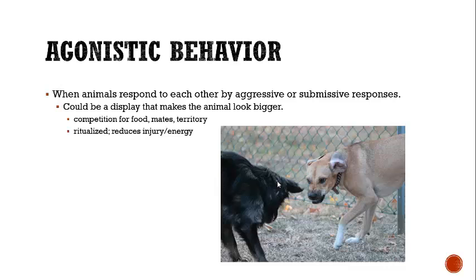Agonistic behaviors are used for animals to compete with each other. Typically, males perform agonistic behaviors towards each other, and it's a way to compete for things like food, mates, and territory. Agonistic behaviors are really important because they're ritualized and they're intended to reduce energy. It's a way to figure out who is top dog without actually fighting. We'll see a video now of an agonistic behavior.